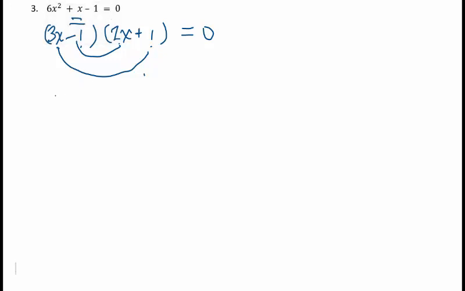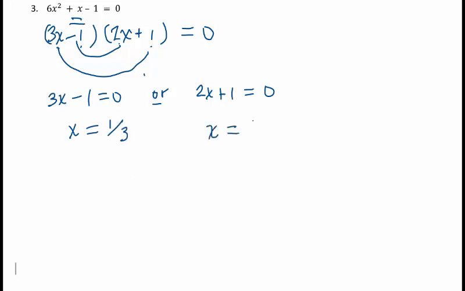And now we can set each factor equal to 0. So 3x minus 1 is equal to 0, or 2x plus 1 equals 0. And isolate x. So in the first equation, x is 1/3. In the second equation, x is -1/2. And that is our solution: -1/2, 1/3.